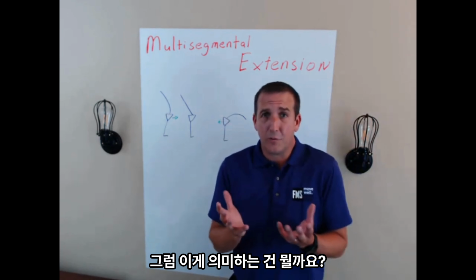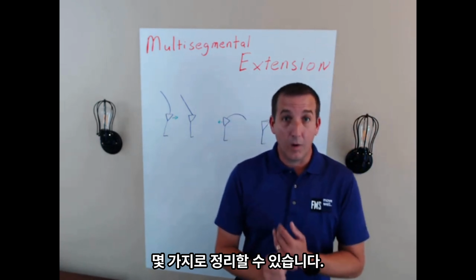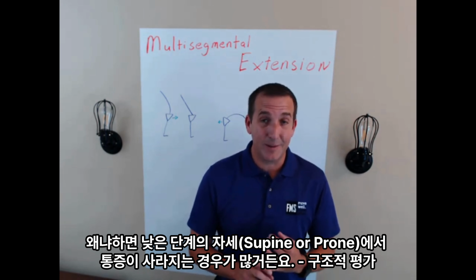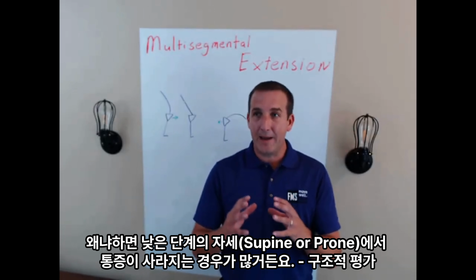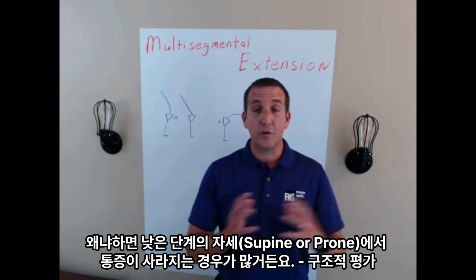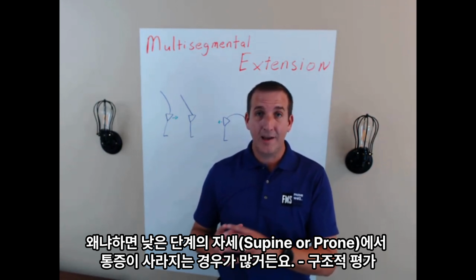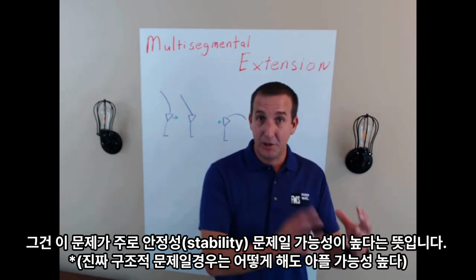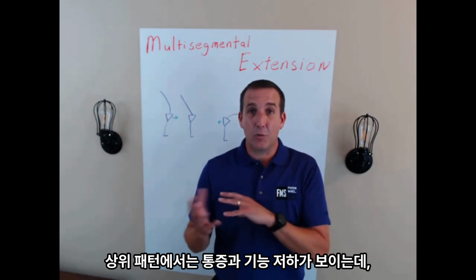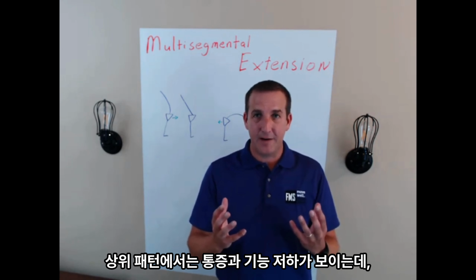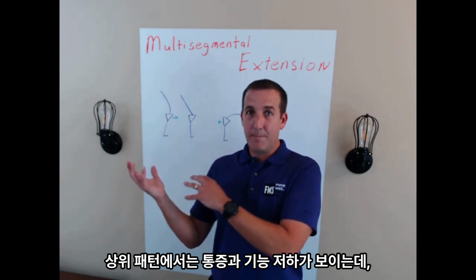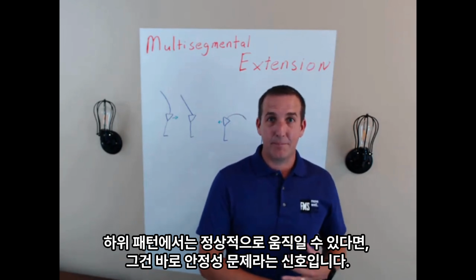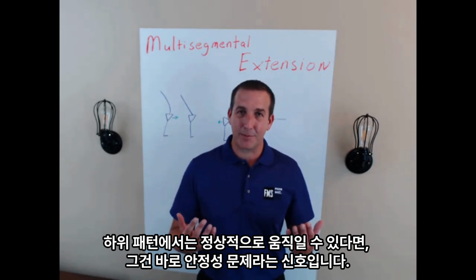So what does this all mean? Well, a couple things. One, make sure you break out this dysfunctional painful pattern, because a lot of times you will see that the pain will actually go away when you go to lower level postures. And what does that tell us? Well, that means that we're dealing with more of a stability problem likely because we have this inconsistent finding. We have pain and dysfunction in a top tier pattern, but when we go to a lower pattern, if it becomes functional, non-painful, that's a stability problem right there.